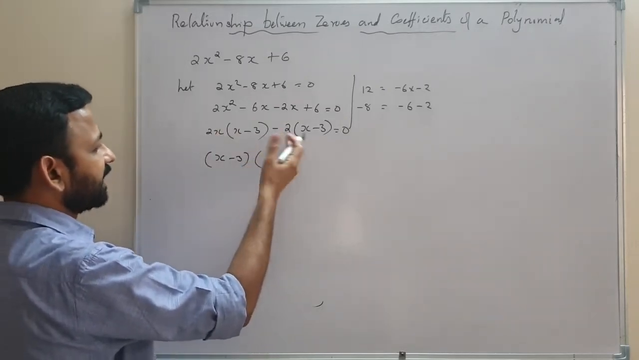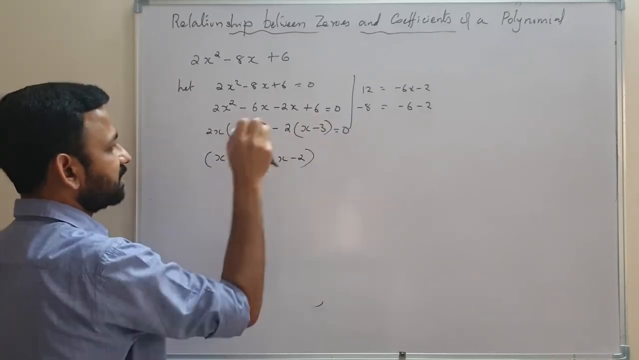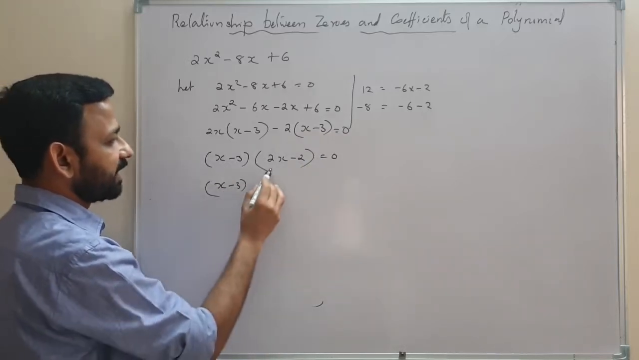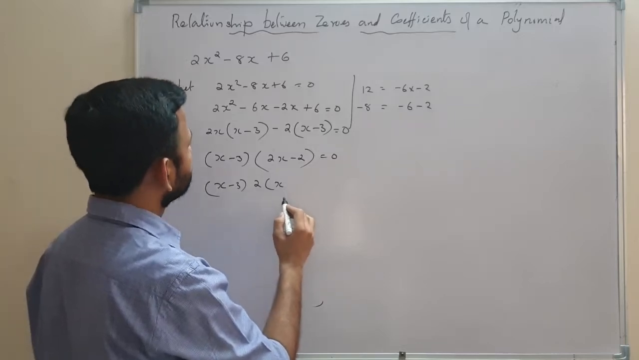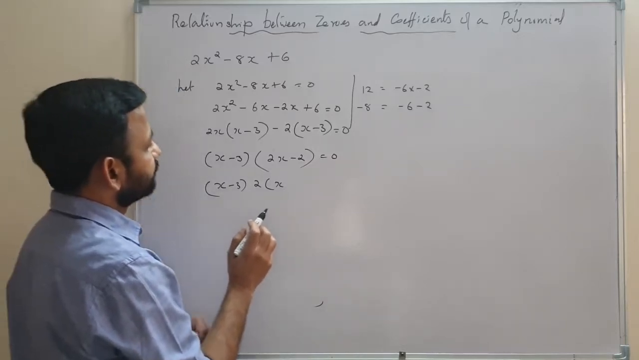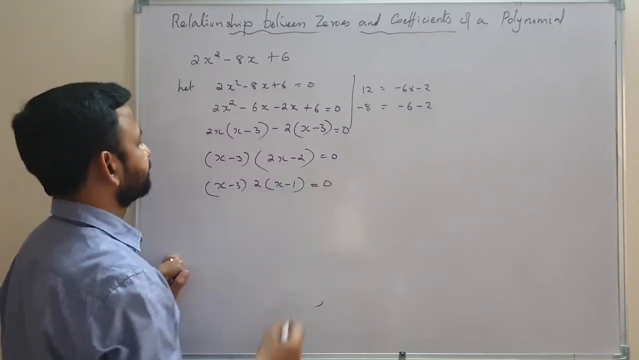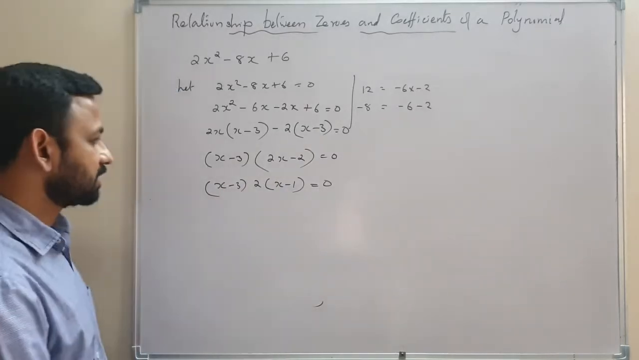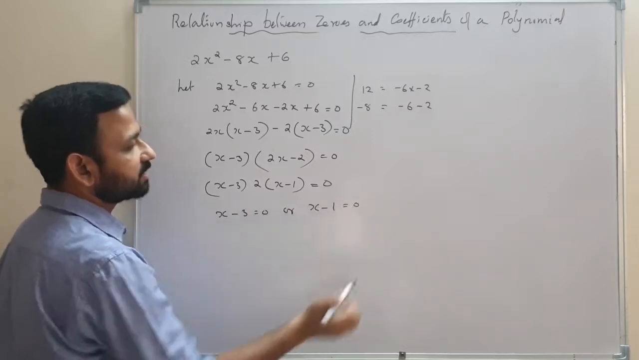When we take x minus 3 outside, we get 2x minus 2. So x minus 3 into 2x minus 2 equal to 0. We can take 2 outside from here: 2 into x minus 1. So the product of these three expressions equal to 0. That means x minus 3 equal to 0 or x minus 1 equal to 0.